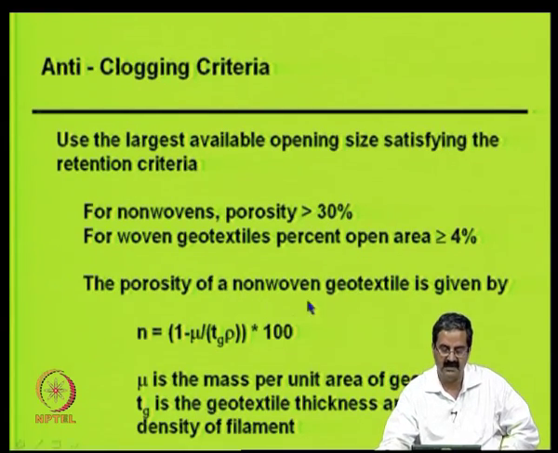the porosity of the non-woven geotextile is given by n equals 1 minus mu, the mass per unit area, divided by the thickness, and the percent, everything is coming here. So, once you have this, that is fine.